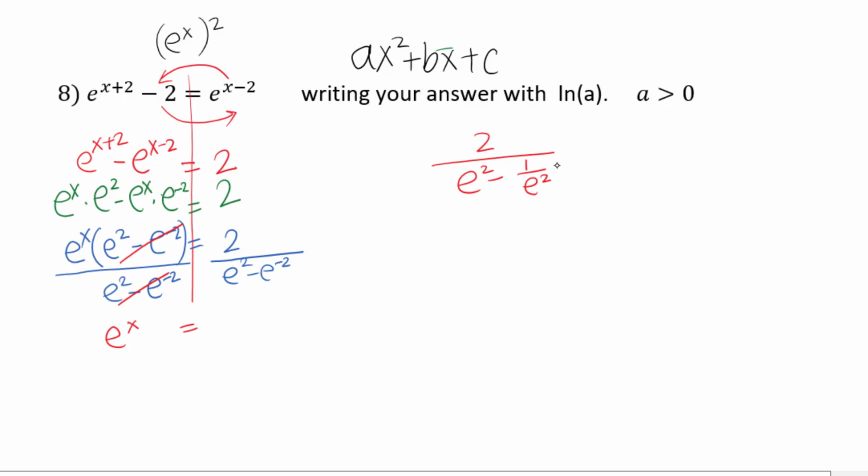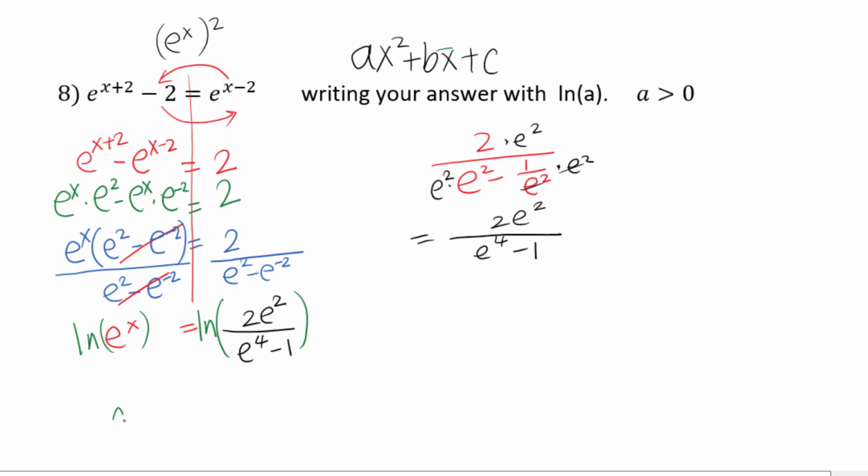So we will multiply by e squared for every single term. That equals 2e squared over e to the fourth power minus 1. This time we will take a natural log of both sides. x equals natural log of 2e squared over e to the fourth power minus 1.